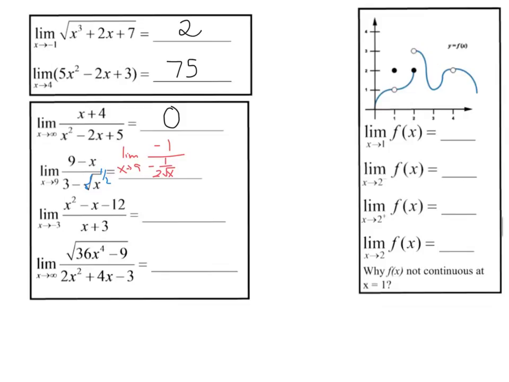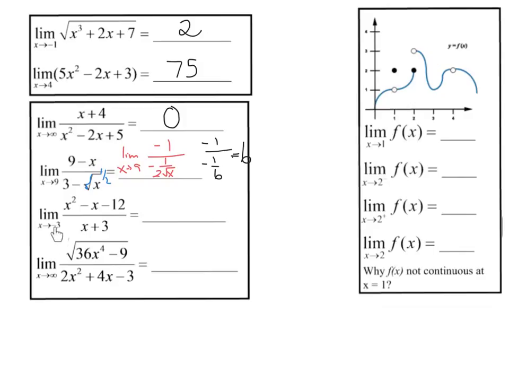So now we plug in 9 to this. Of course, the top is -1, and the bottom becomes -1/6. Well, -1 divided by -1/6 is just 6, and that's our limit. Okay, so by L'Hopital's rule.